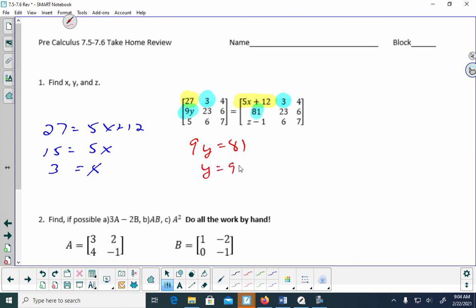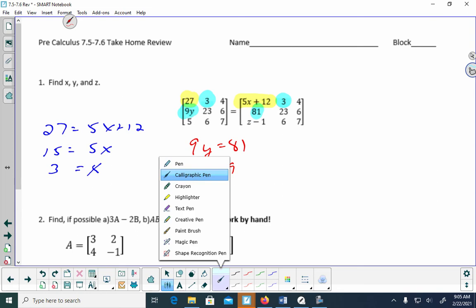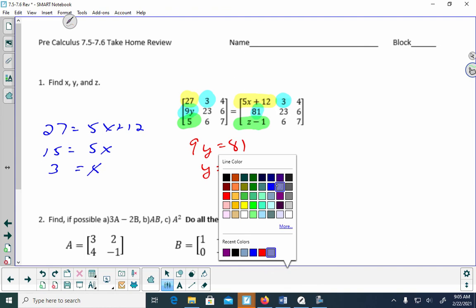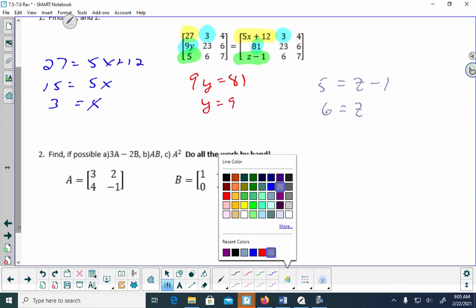And the last one, I see z is in row 3, column 1. So I am going to set 5 equal to z minus 1, add 1 to both sides, and I'm going to have z is equal to 6. So those are my answers for x, y, and z.